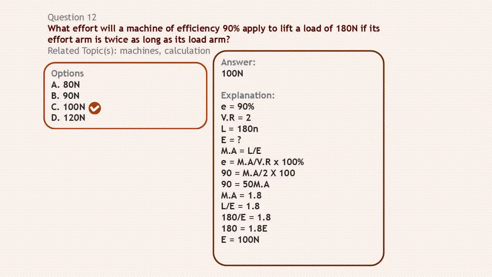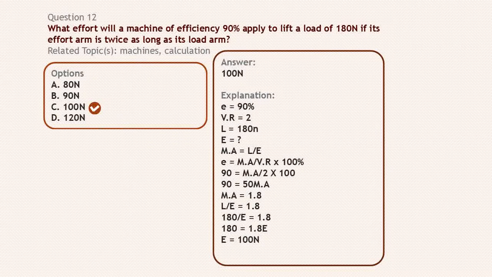So anyway, if you now take the length of the effort arm over the length of the load arm, you will be getting 2. So we say our velocity ratio here is 2 because the effort will move 2 times the distance that the load moves. So we then substitute that into this formula for efficiency.